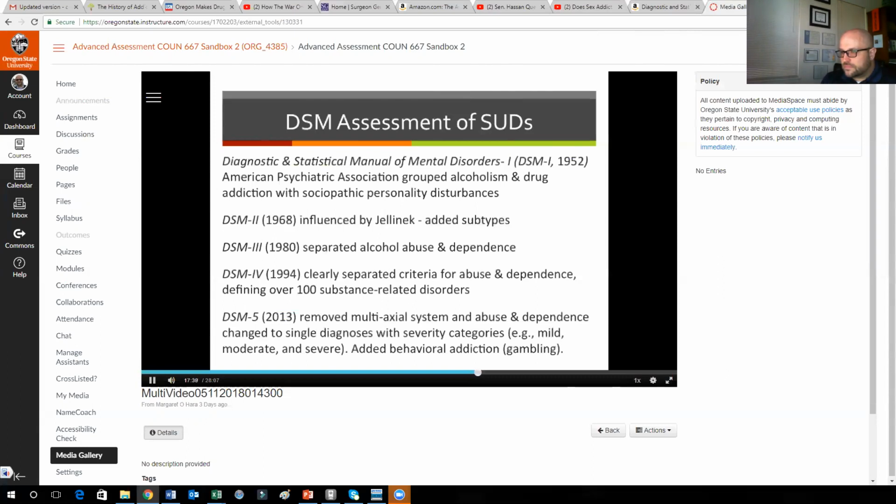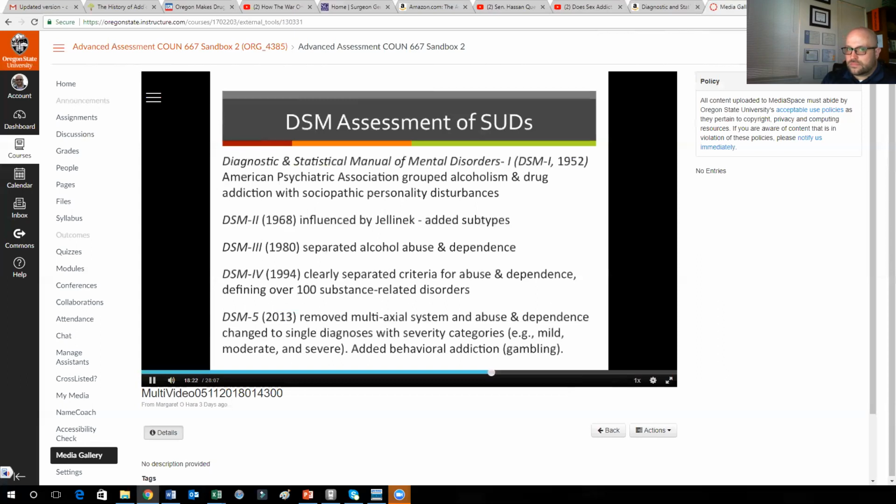And then there were quite a few changes with the DSM-5, our most current edition, where the multi-axial system was removed. This was a system where there were 5 levels of diagnosis considerations, including the GAF score, which was the Global Assessment of Functioning, where a client would be assigned a score. These have all been eliminated in the 5th edition. The abuse and dependence has been changed to a single diagnosis with severity categories, for example, mild, moderate, and severe. And behavioral addiction was added with the inclusion of gambling.